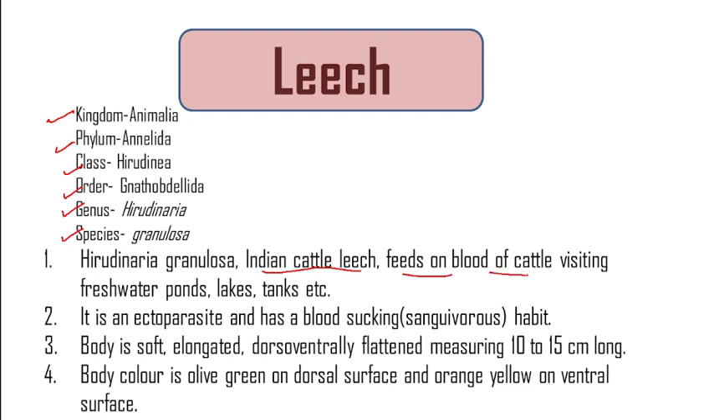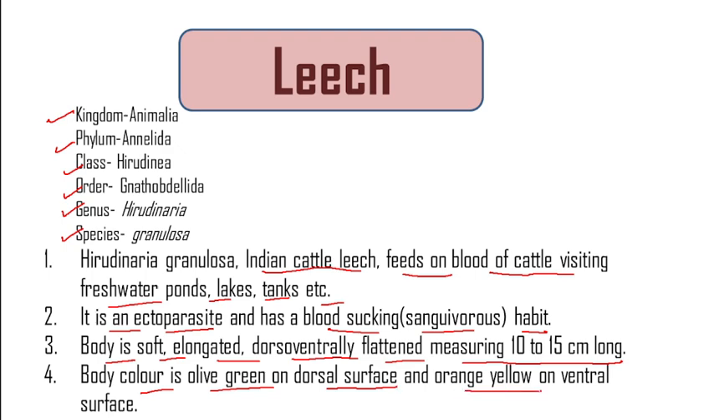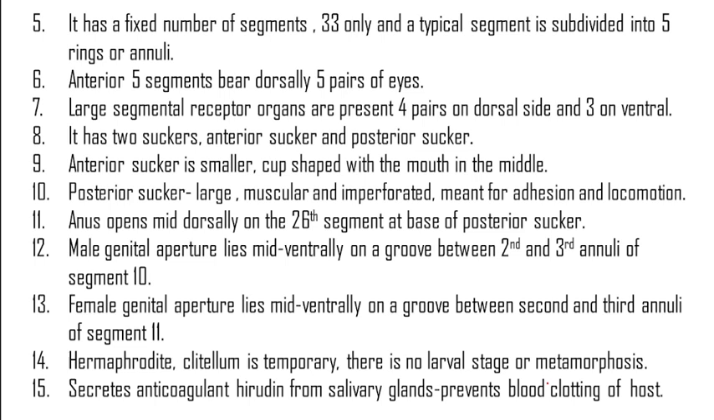It feeds on blood of cattle visiting freshwater ponds, lakes, tanks, etc. It is an ectoparasite, मतलब बॉडी के ऊपर रहता है, and has a blood sucking sanguivorous habit. Body is soft, elongated, dorsoventrally flattened, measuring 10 to 15 centimeter in length. Body color is olive green on dorsal surface and orange yellow on the ventral surface.